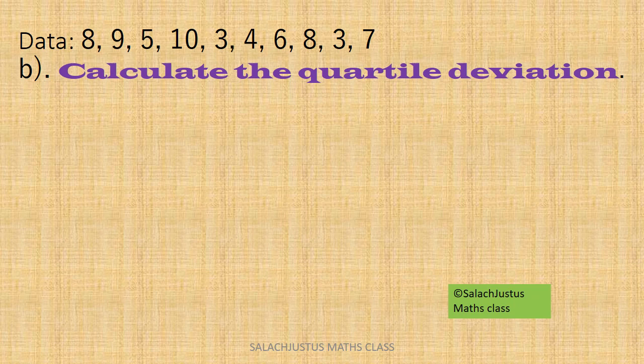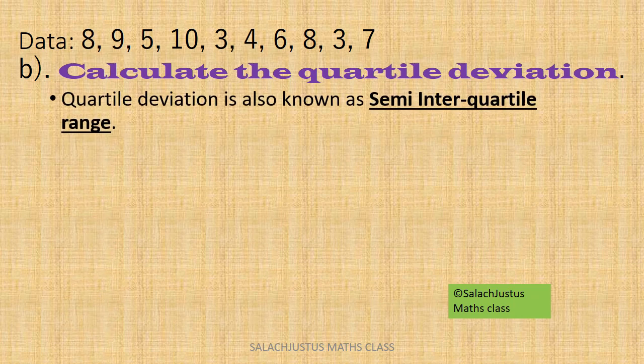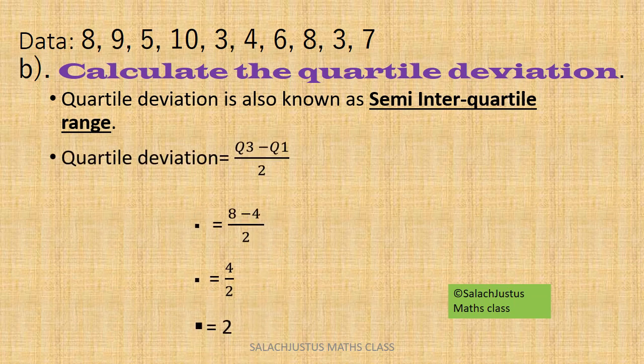The next question. Calculate the quartile deviation of the data, which is also called the semi-interquartile range. The difference between this question and the previous one is that we have the word semi. Semi means a half of something. So we shall get the interquartile range and divide it by 2. The quartile deviation shall be (Q3 minus Q1) over 2. So 8 minus 4, 8 was our Q3 and 4 our Q1, is 4. Divide that by 2, you get 2.